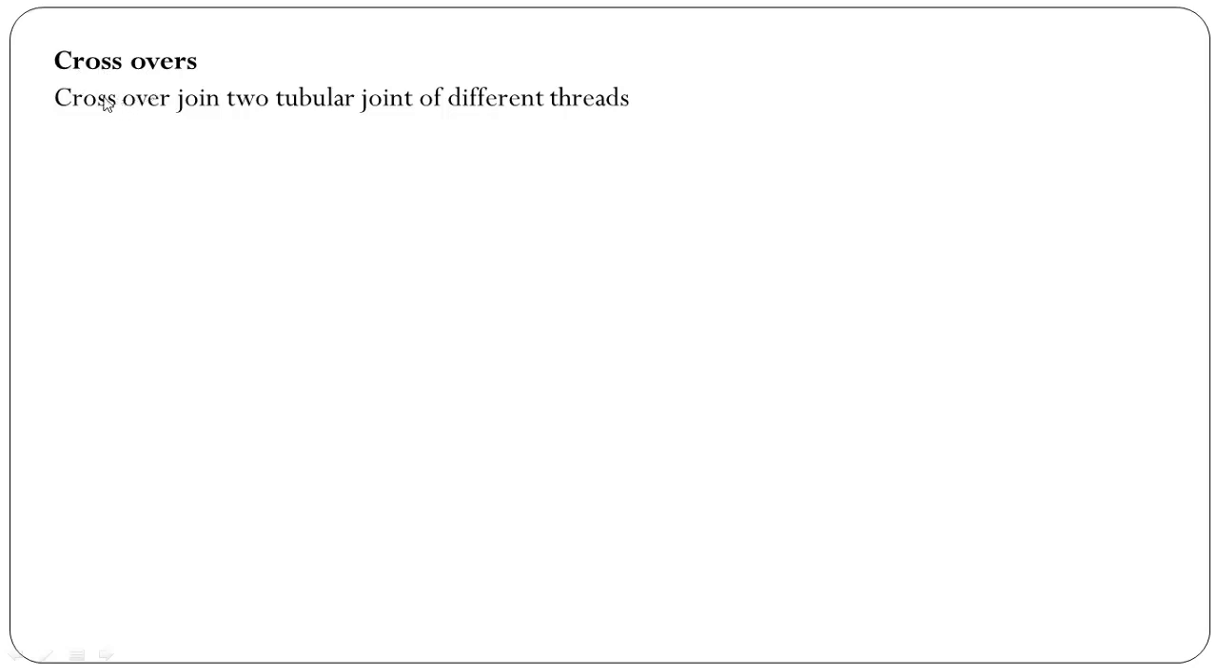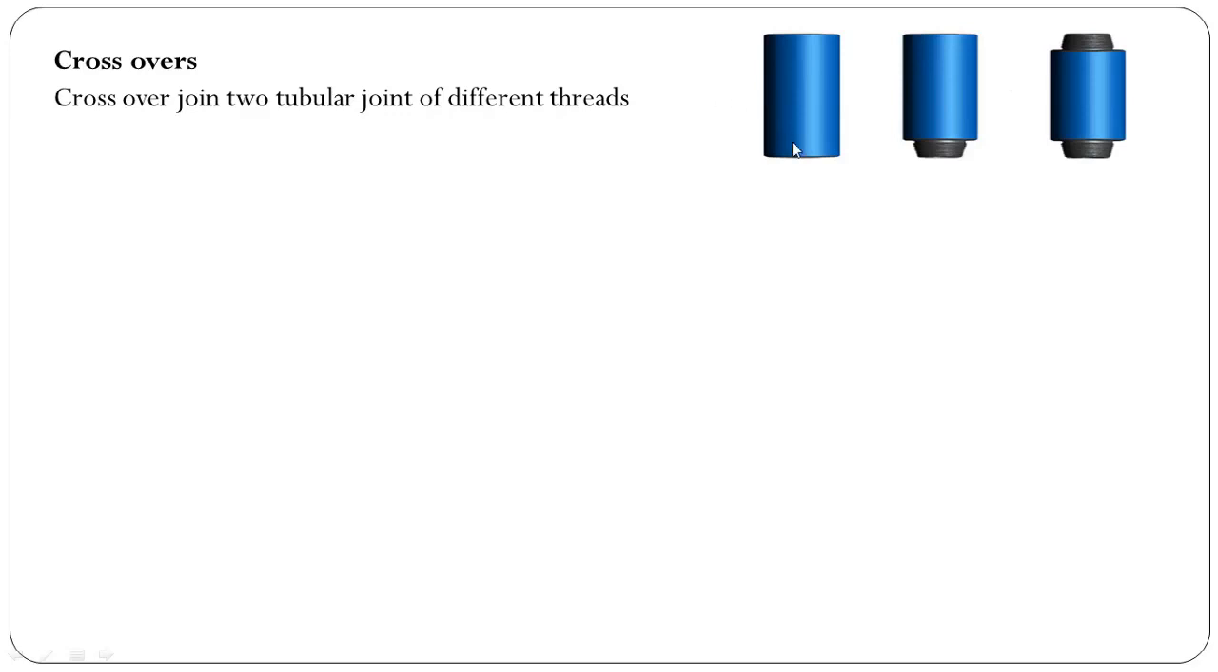Crossover. Crossover joins two tubular joints of different threads. The crossover can be a box by box connection, box by pin, or pin by pin connection.